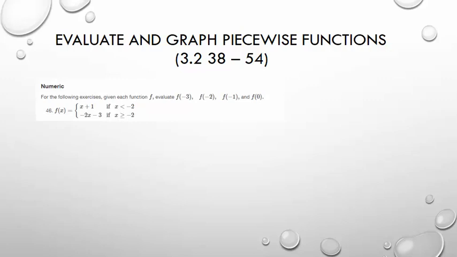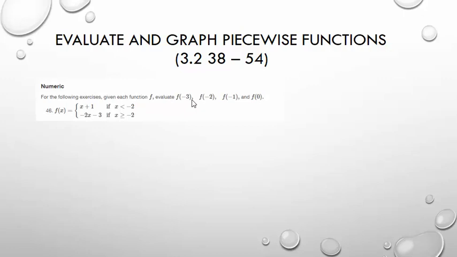So first of all, actually, I may draw another one, but anyway, this one, number 46, says to evaluate it f of negative 3, f of negative 2, f of negative 1, and f of 0. So the thing about a piecewise function, it's a function, and the rule you use depends on the domain. If you're trying to evaluate this one for an x value less than negative 2, then you use x plus 1. But if your x value is bigger than or equal to negative 2, you use negative 2x minus 3.